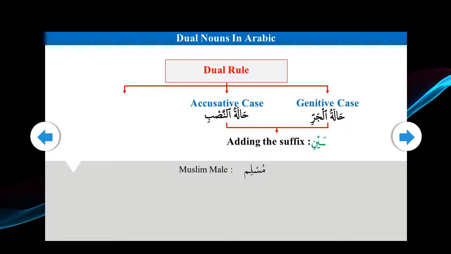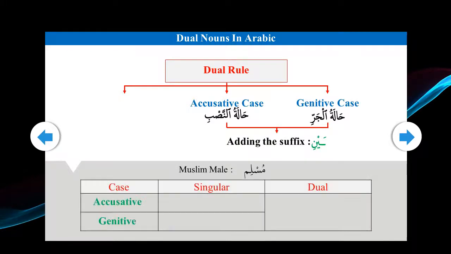For the accusative and genitive cases, the singular in the accusative case is musliman, and muslimin in the genitive case. To form the dual, we will take again the noun Muslim without any vowel at the end, and then we append the dual suffix, so we get muslimaini.